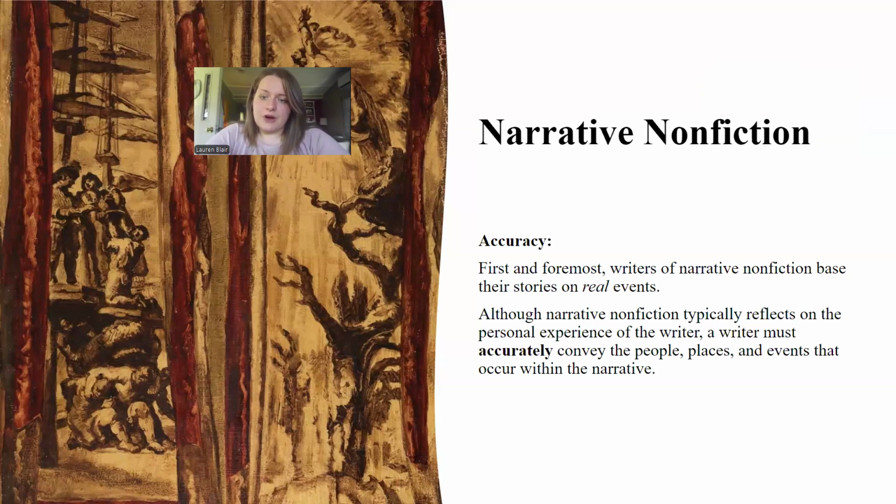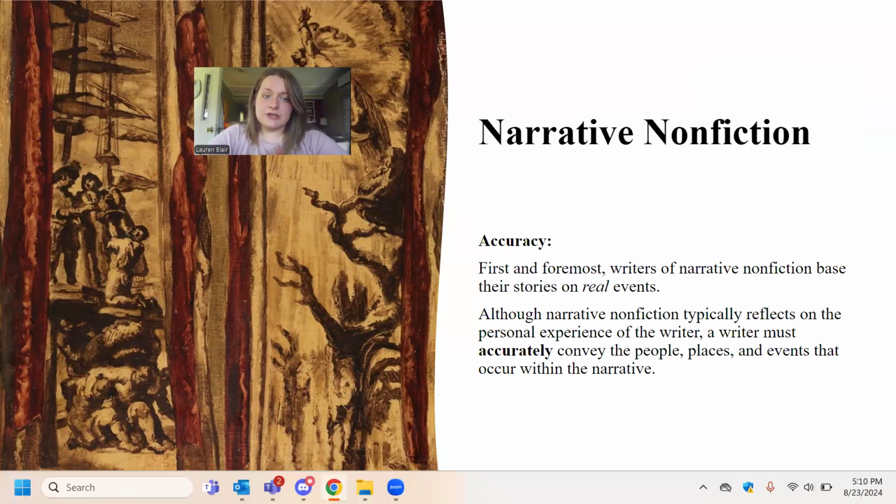First and foremost, writers of narrative nonfiction base their stories on real events. Although narrative nonfiction typically reflects on the personal experience of the writer, a writer must accurately convey the people, places, and events that occur within the narrative. So you're aiming for truth. You want to be honest and vivid at the same time.